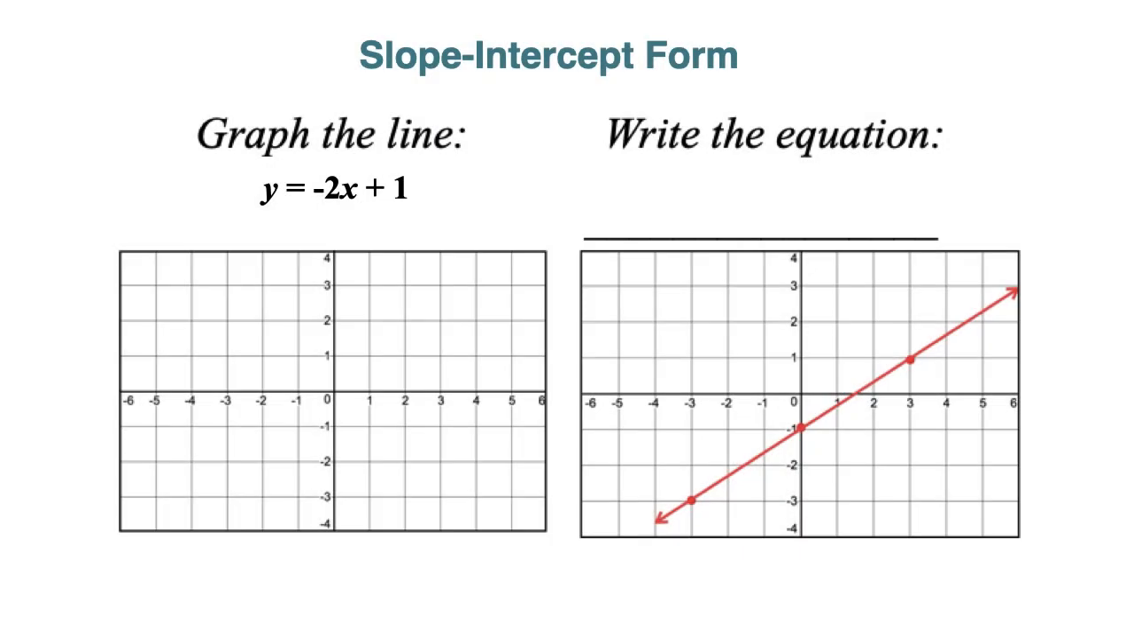Here we have slope-intercept form that we'll be reviewing. We're giving you an equation in slope-intercept form, and we want you to graph the line. So what is your starting point? What is your initial value with y equals -2x plus 1? 1 is your initial value, always on the y-axis.